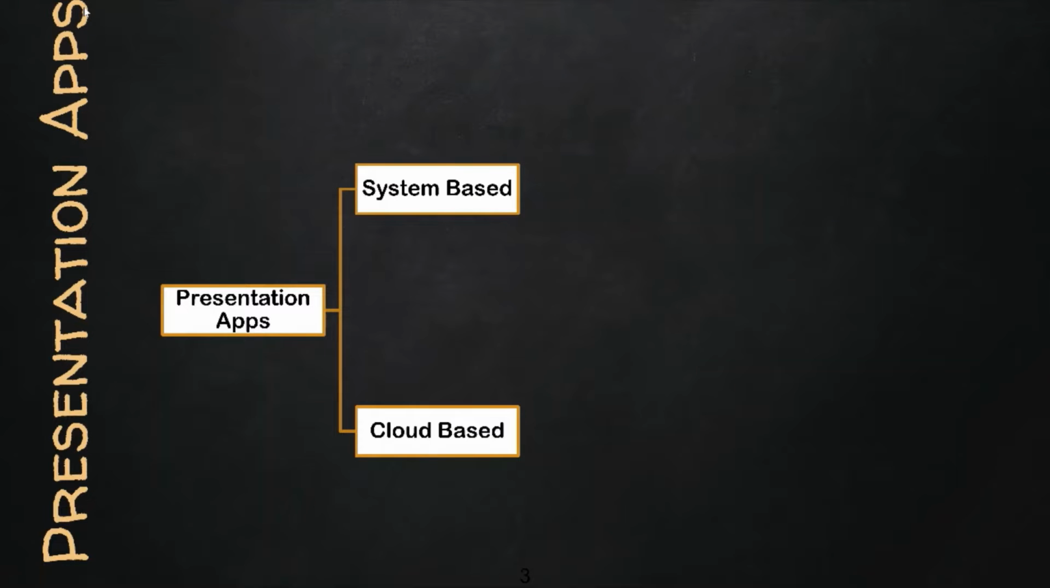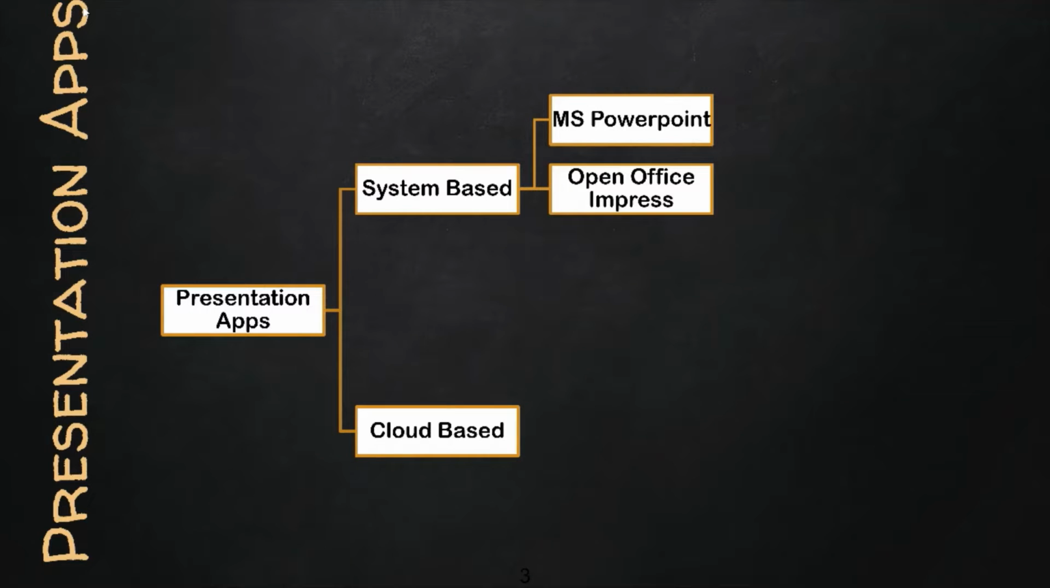When you say system-based applications, we have to purchase the application or download it from the internet, and we can install it in our computer and use it. On the other side, cloud-based means we don't have to purchase anything, and we can directly use it from the internet through the browser. For system-based applications, we have MS PowerPoint, Open Office Impress and Recieve as some examples.